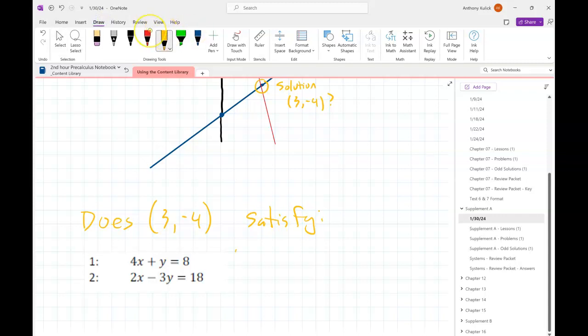So for equation 1, I'll have 4 times 3 plus -4. And does that equal 8? What do you guys think? Yeah. Okay, good. But I'm not done because it has to satisfy both equations.